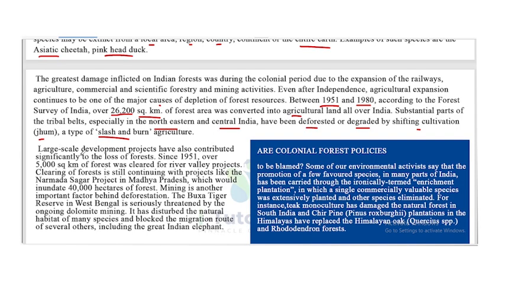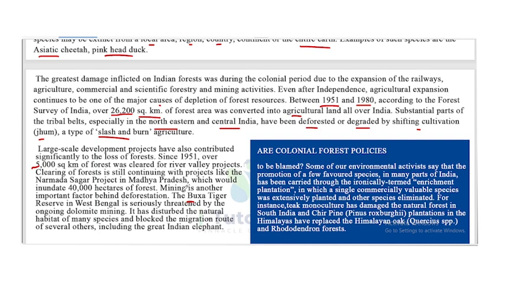Now, large-scale development projects have also contributed significantly to the loss of forest. Since 1951, over 5,000 square kilometers of forest was cleared for river valley projects. Clearing of forest is still continuing with projects like the Narmada Sagar project in Madhya Pradesh, which would inundate 40,000 hectares of forest. Mining is another important factor behind deforestation. The Buxa Tiger Reserve in West Bengal is seriously threatened by the ongoing dolomite mining.